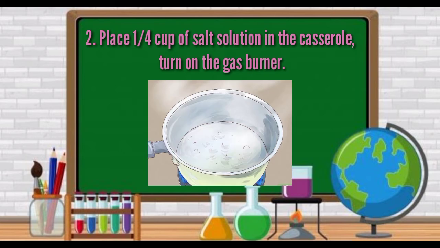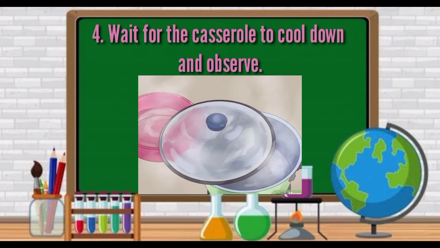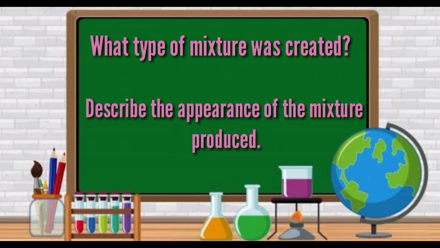Turn on the gas burner. 3. Boil the salt solution until it dries up. And 4. Wait for the casserole to cool down and observe. What type of mixture was created? Describe the appearance of the mixture produced.